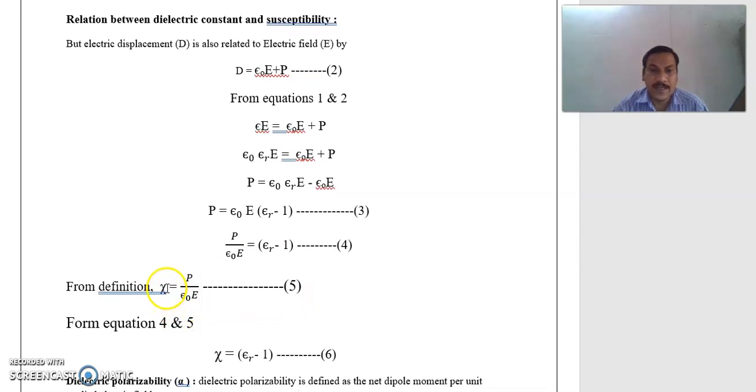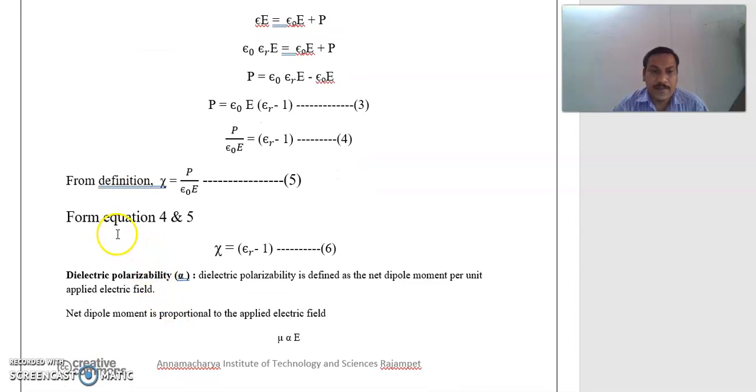So from the definition, susceptibility chi equals P by epsilon naught E. From equations 4 and 5, we can write susceptibility chi equals dielectric constant epsilon r minus 1.